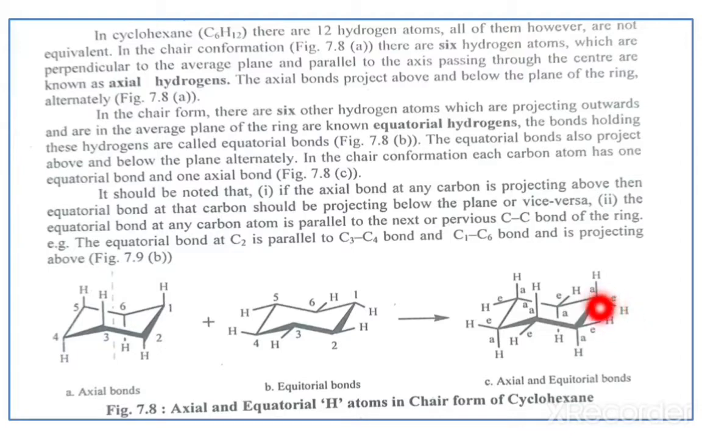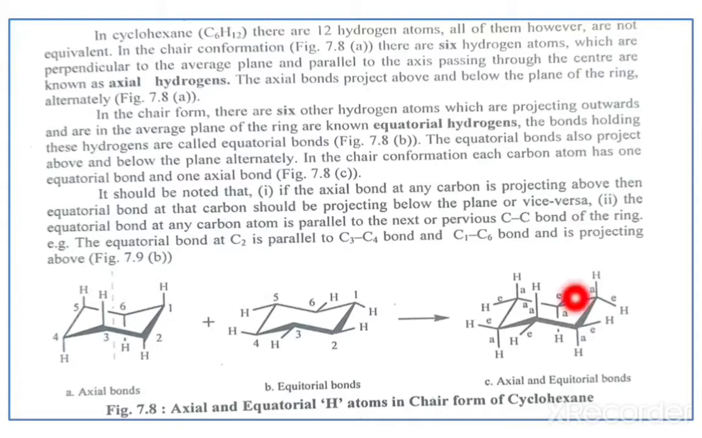If we see this carbon atom, it has one equatorial and one axial bond. If you see this carbon, again one axial, one equatorial. If you see this carbon, here one axial, one equatorial. That means in the chair conformation of cyclohexane, each carbon atom has one axial and one equatorial bond. And it should be noted that if the axial bond at any carbon is projecting above, then the equatorial bond at that carbon should be projecting below the plane, or vice versa.